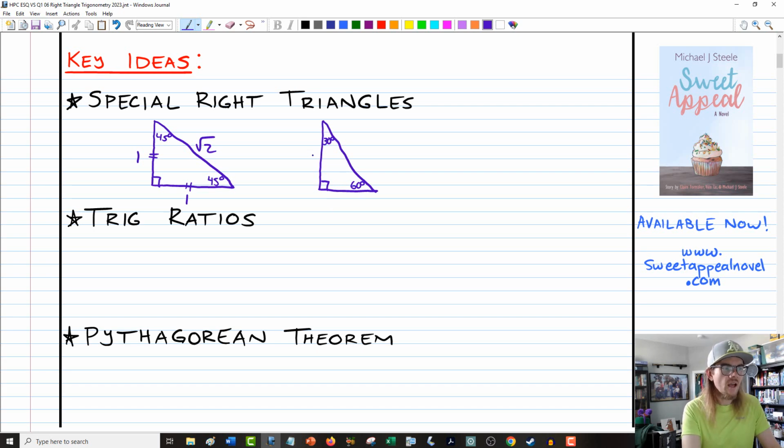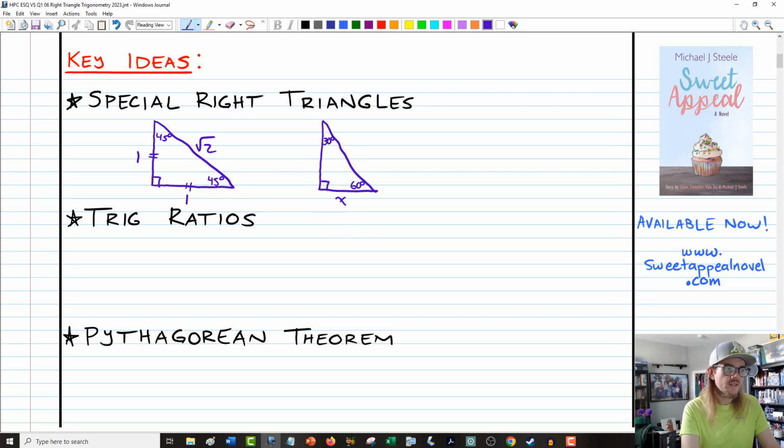In this particular case, opposite the 30-degree angle is the shortest side, so that typically has a value of 1. Opposite the 60-degree angle would be root 3 times that, and then the hypotenuse is double the shortest side. So this is the most typical arrangement that you'll see for the side lengths in order to set up the proportionality.